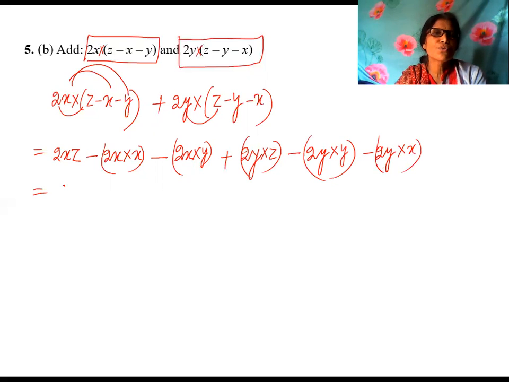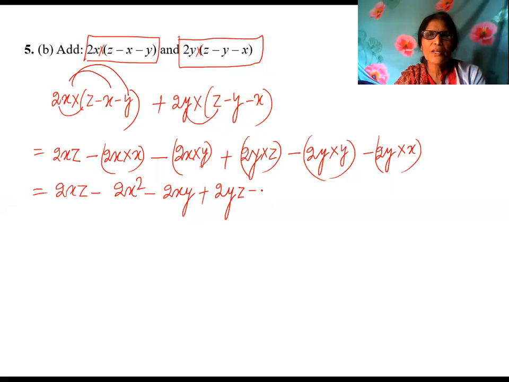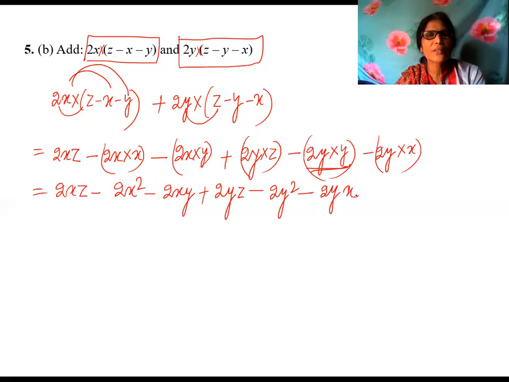So this will be 2xz minus 2x square minus 2xy plus 2yz minus 2y square. This will give you minus 2y square minus 2yx. So this is the answer.